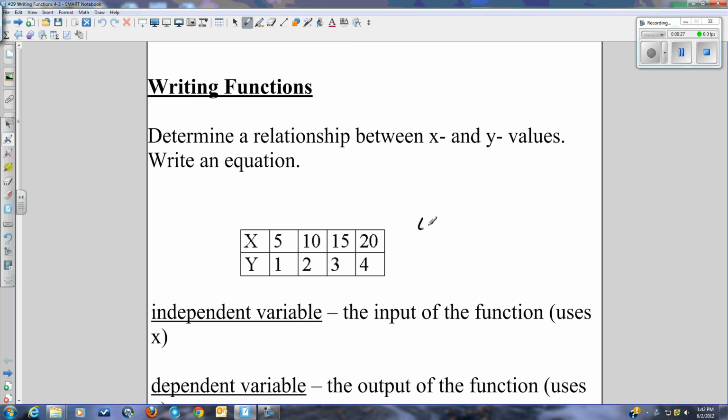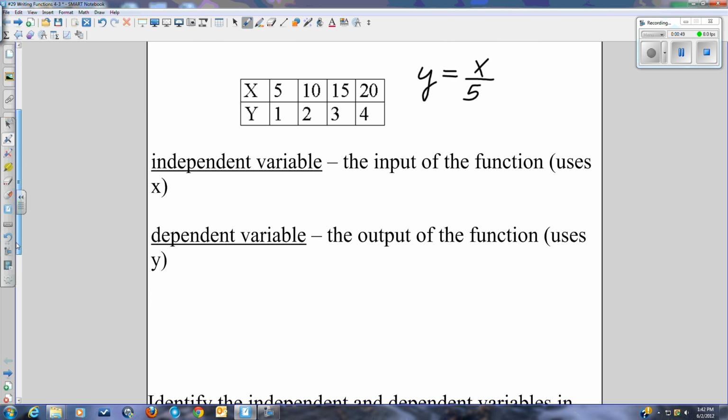And we can write that equation. We want to know what y is. Y equals something. Well, it looks like if you take whatever x is and you divide it by 5, you get your y, because 5 divided by 5 is 1, 10 divided by 5 is 2, 15 divided by 5 is 3, and 20 divided by 5 is 4.